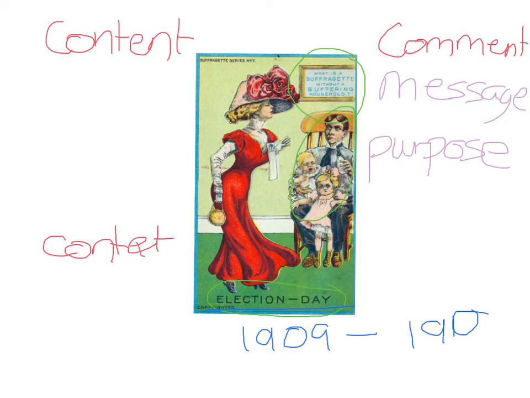So to be able to answer the question, you need to be doing all those 3 key aspects. So first of all, content, what you can see in the source; comment, which has to be message, number 1, and purpose, number 2, and then context. So show off your contextual knowledge.